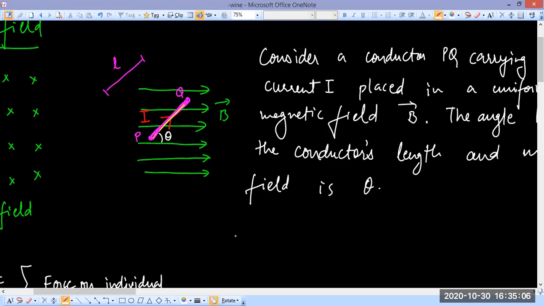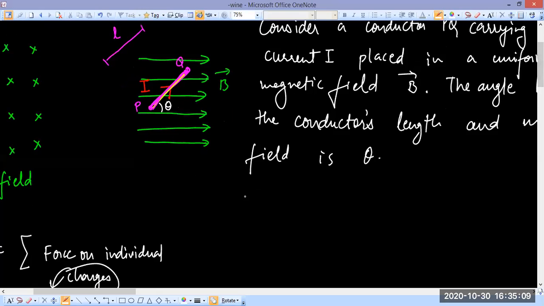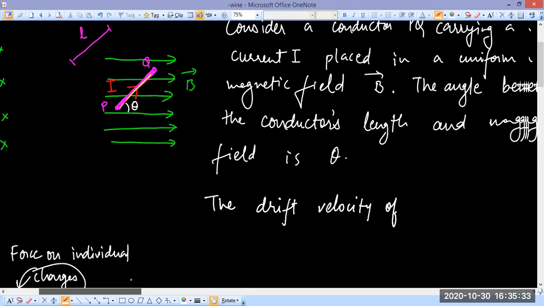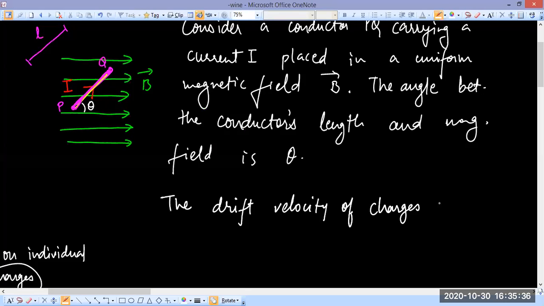So based on this, it's actually very simple to do. We could write that if you consider the current I, we can talk about its drift velocity, right? So you could say the drift velocity of the charges be Vd, right? Let's say the drift velocity of the charges be Vd vector.